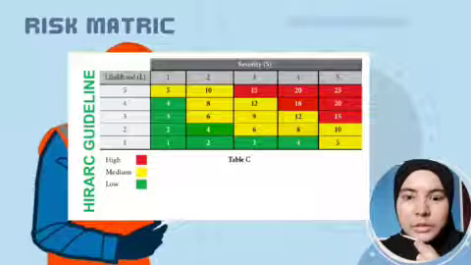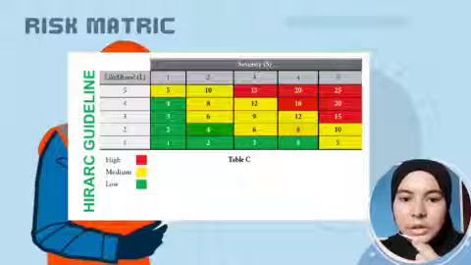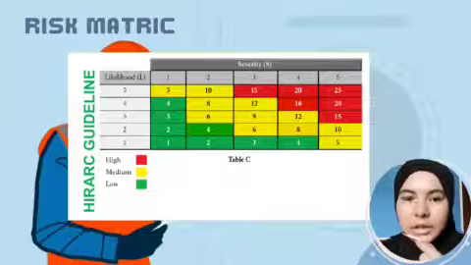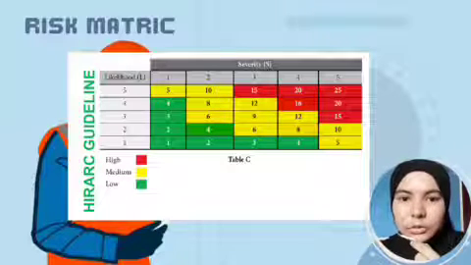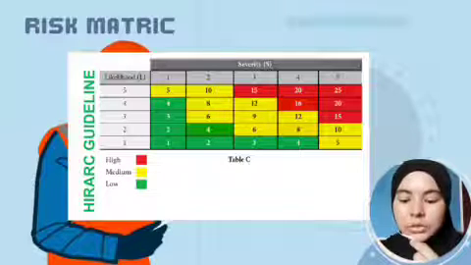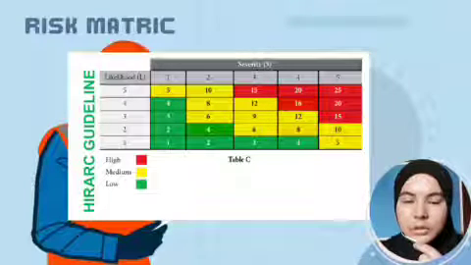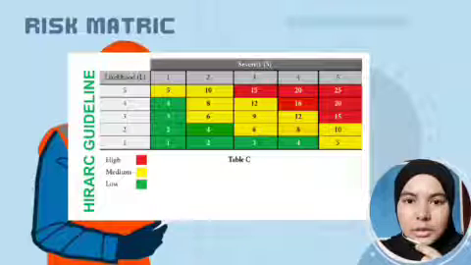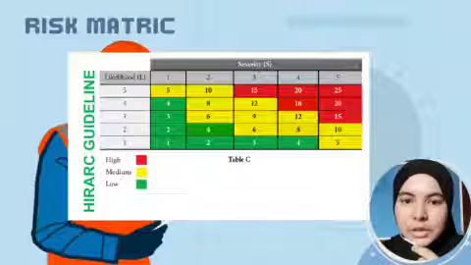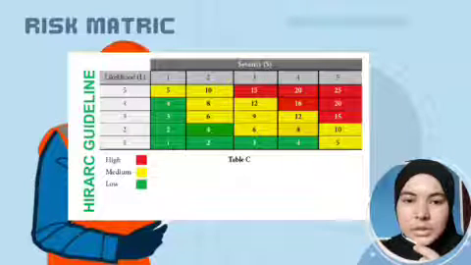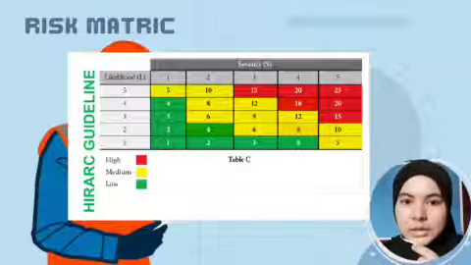Okay, this is the risk matrix. This table shows the classification of likelihood and severity. Risk is equal to severity multiplied by likelihood. On the table, it shows numbers 1 until 5 and the colors green, yellow and red. The green color represents low risk, yellow is for medium risk, and the red color represents high risk, which is immediately dangerous.